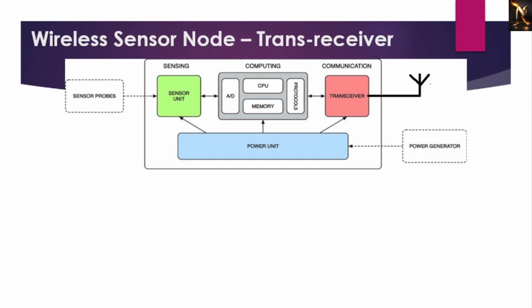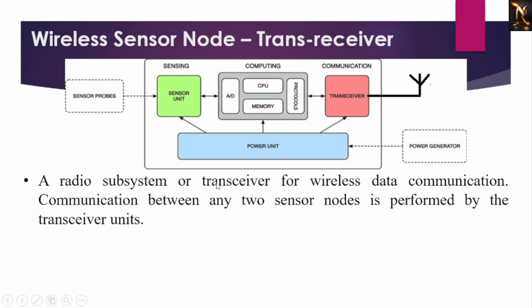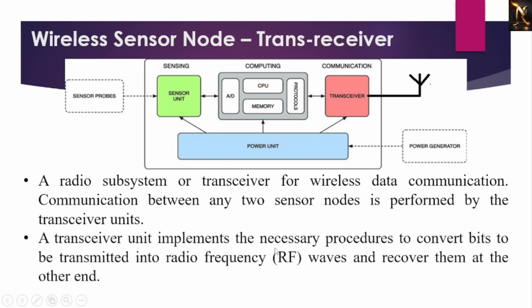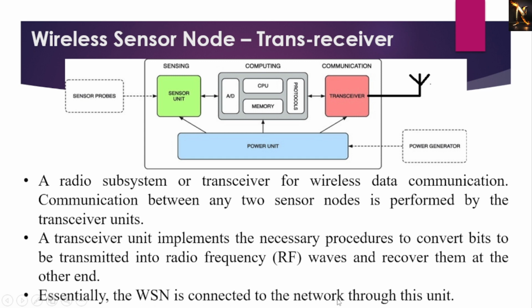Now, let's delve into the transceiver feature of the sensor node. This involves a radio subsystem or transceiver designed for wireless data communication. The communication between any two sensor nodes is facilitated by these transceiver units. A transceiver unit is responsible for executing essential procedures to convert the bits intended for transmission into radio frequency (RF) waves and to recover them at the receiving end. Essentially, this unit serves as the connection point between the wireless sensor network (WSN) and the broader network.